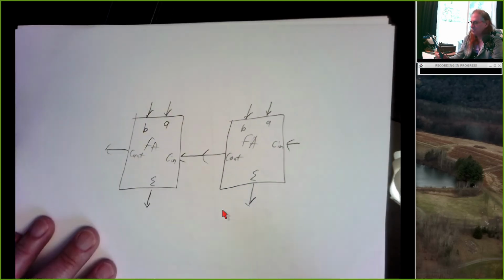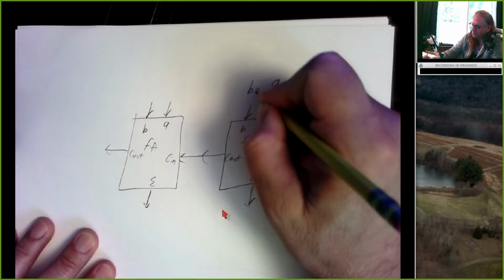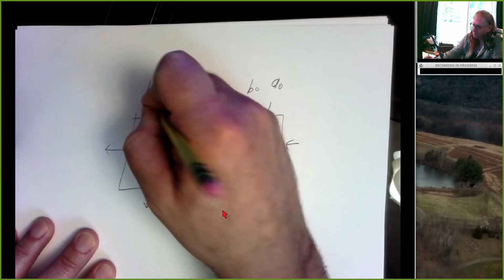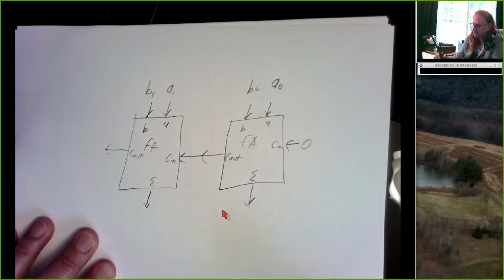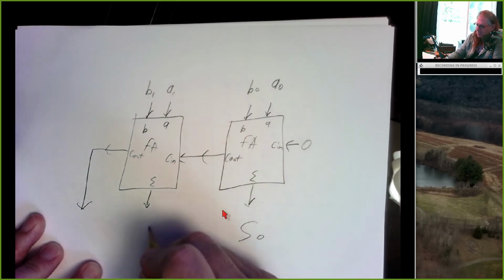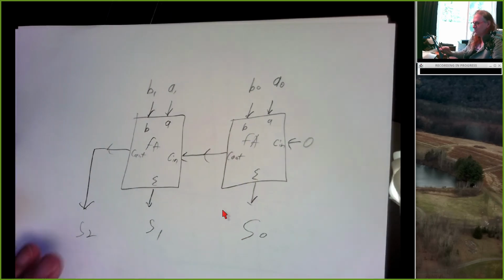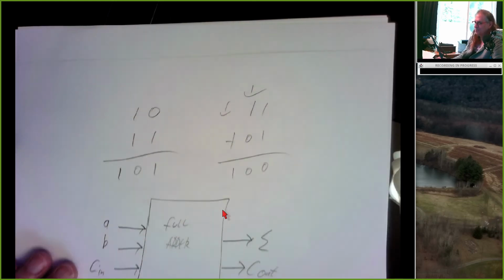Well, if I take this circuit and I feed in A0, B0, A1, B1, and I feed a 0 into here, guess what? This is S0, S1, S2. This will give me my 2-bit adder. And this is mimicking what we do when we add with pencil and paper.